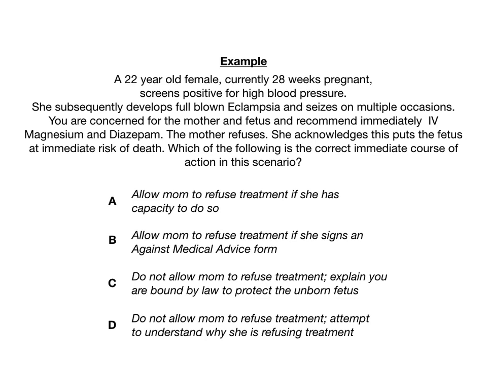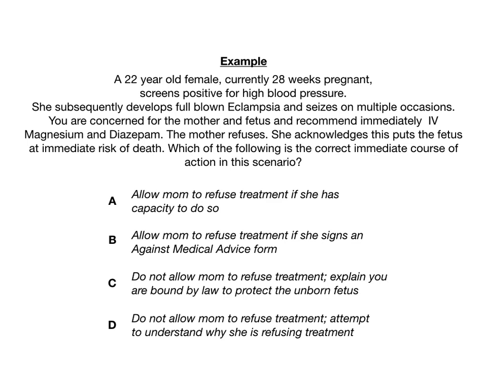Here's the example. A 22-year-old female who is currently 28 weeks pregnant screens positive for high blood pressure. She subsequently develops full-blown eclampsia and seizes on multiple occasions. You are very concerned for the mother and the fetus and immediately recommend IV magnesium and diazepam. The mother refuses. She acknowledges that this puts the fetus at immediate risk of death. Which of the following is the correct immediate course of action in this scenario?